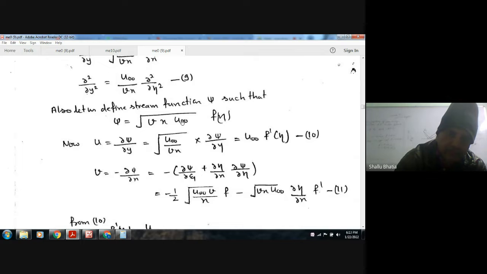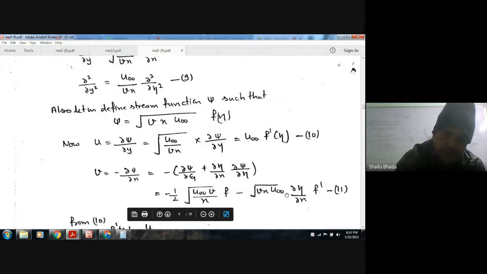Now ∂ψ/∂x is, ∂ψ/∂ζ is u infinity ν root x to the power 1/2, and f. Okay, we differentiate it with respect to x, and then ∂ψ/∂x is 1. So it will be this. And ∂ζ/∂x is this, and this is your ∂ψ/∂x. This will be f dash. ∂ψ/∂ψ is this quantity.